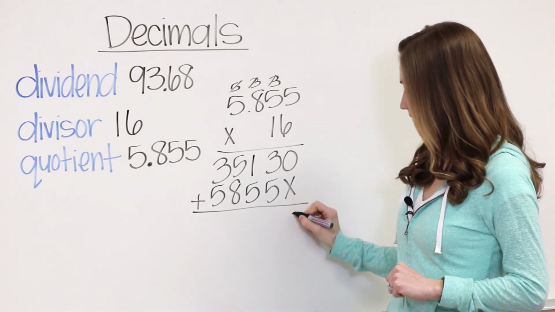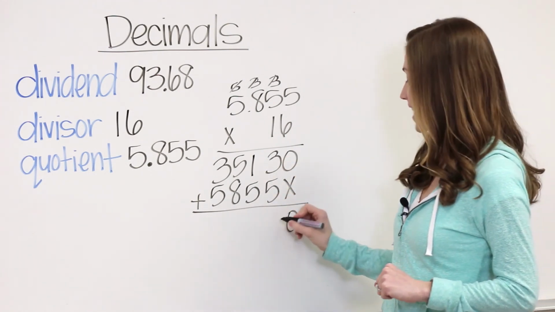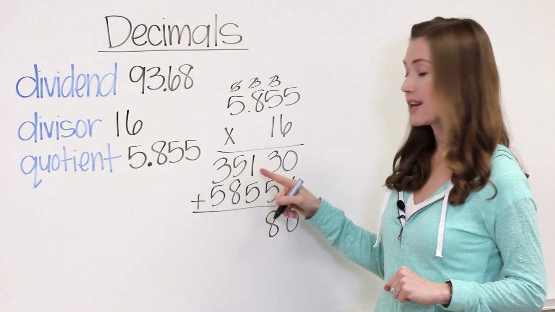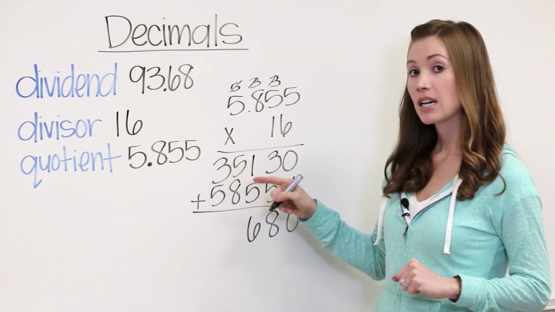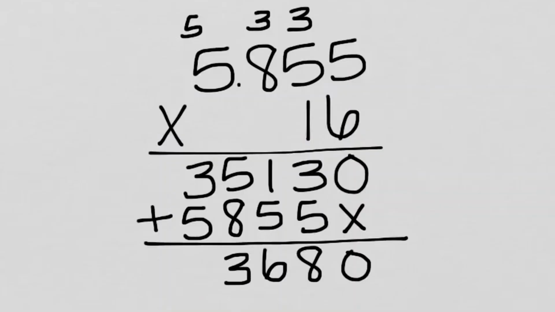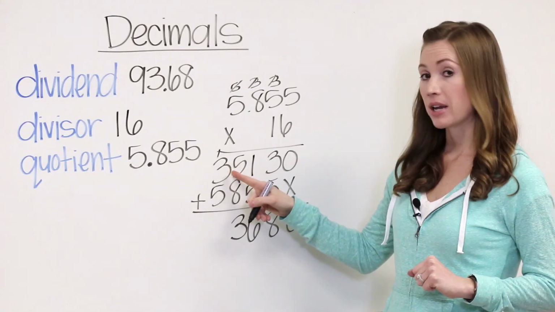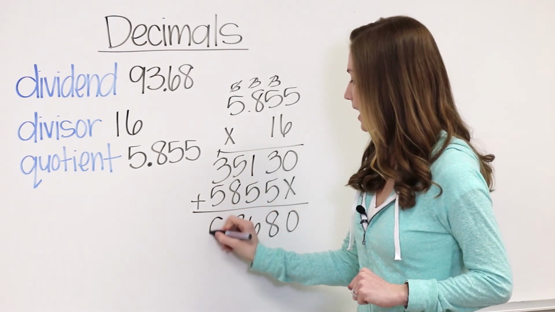0 plus nothing is 0. 3 plus 5 is 8. 1 plus 5 is 6. 5 plus 8 is 13. We write the 3, carry the 1. 3 plus 5 is 8, plus 1 is 9.